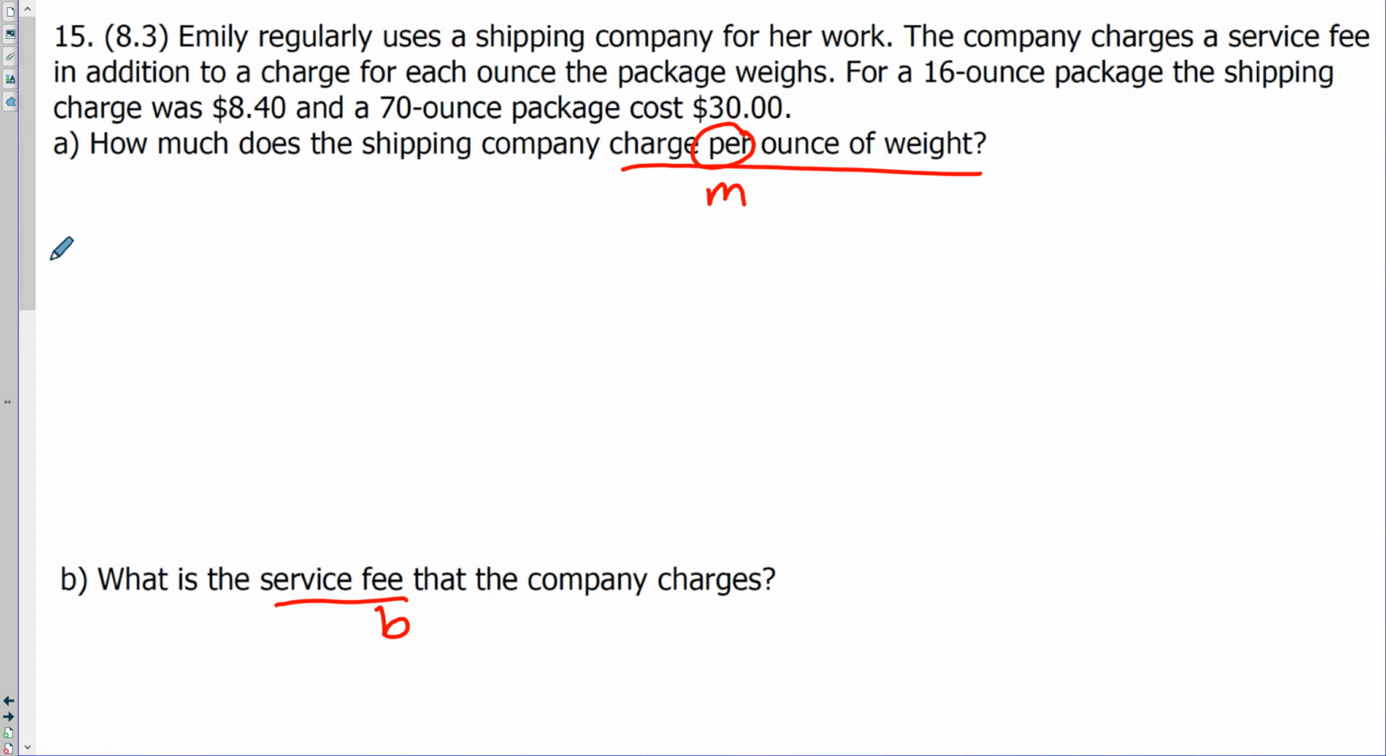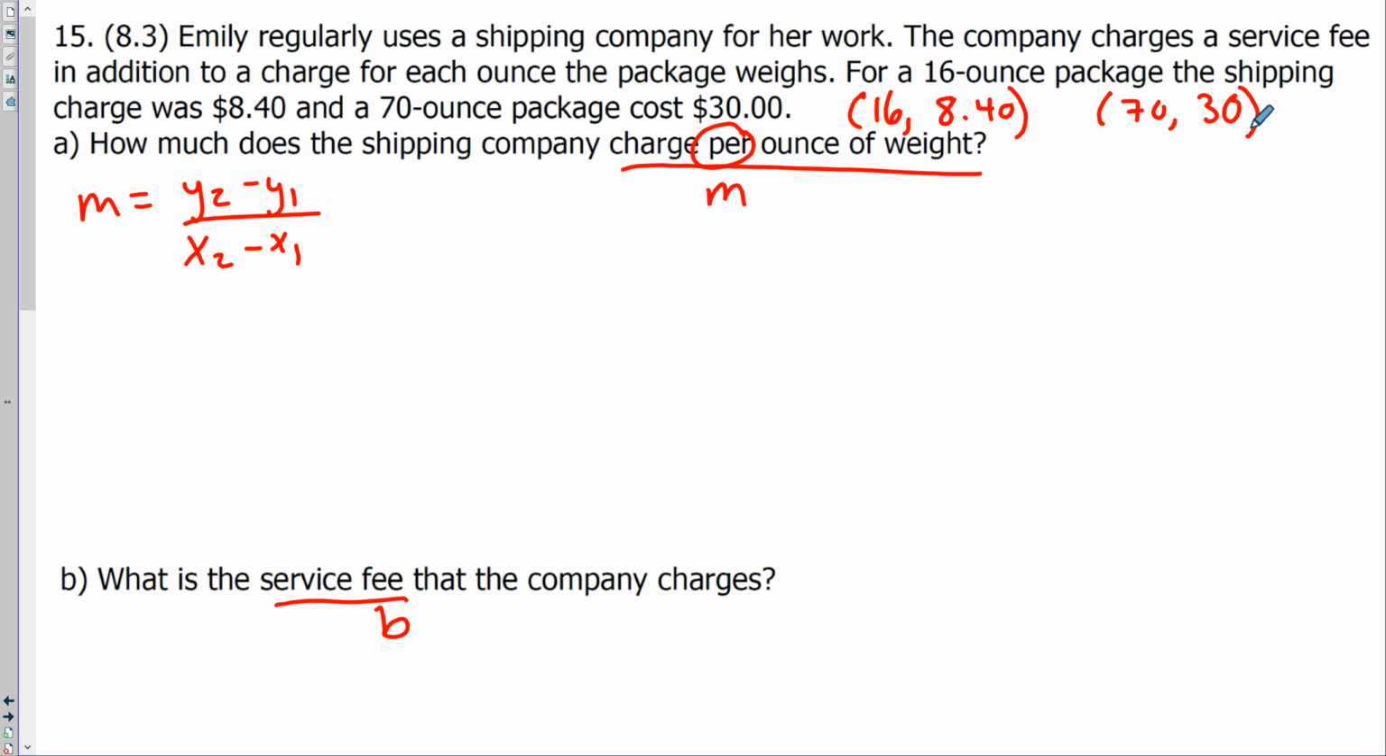So part A, how much does this shipping company charge per ounce of weight? That's our slope. So I can write my slope formula that we used in our last problem. And if you notice, they did not give us coordinates written out explicitly, but they are there. They told us for 16 ounces of weight, the charge was $8.40. That's one coordinate. And for a 70-ounce package, the cost was $30.